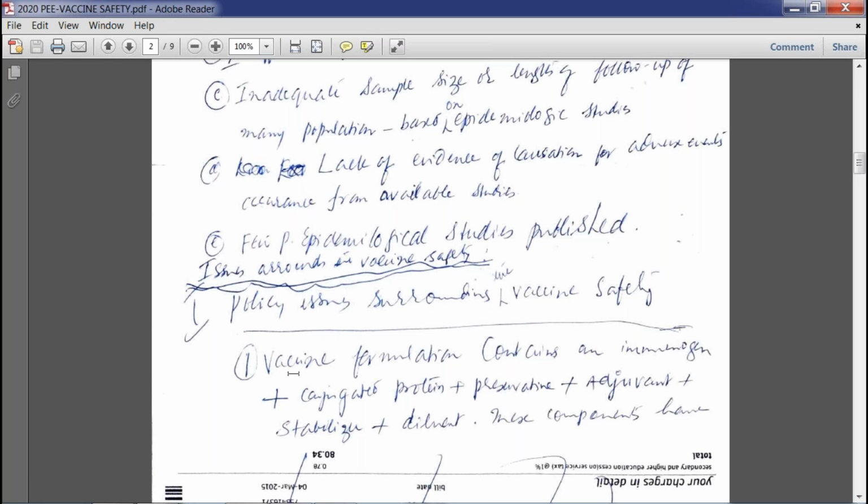The first one is vaccine formulation. If you take a vaccine formulation, it contains immunogen, conjugated protein, preservative, adjuvant, stabilizer, and diluent. So one vaccine will contain these many components: immunogen, conjugated protein, preservative, adjuvant, stabilizer, including the diluent. Correct. So we also know from the pharmacy background that these components are present.